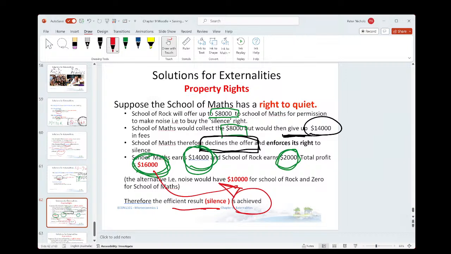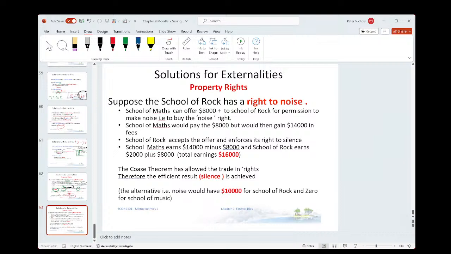They did negotiate, but the School of Rock could not offer an amount big enough to pay the School of Maths off. Okay, now we're going to reverse the situation here. What if the School of Rock has the right to make noise? That means the School of Maths could offer some amount over $8,000. Now, how much over $8,000? Well, we could just say $1 over the $8,000.